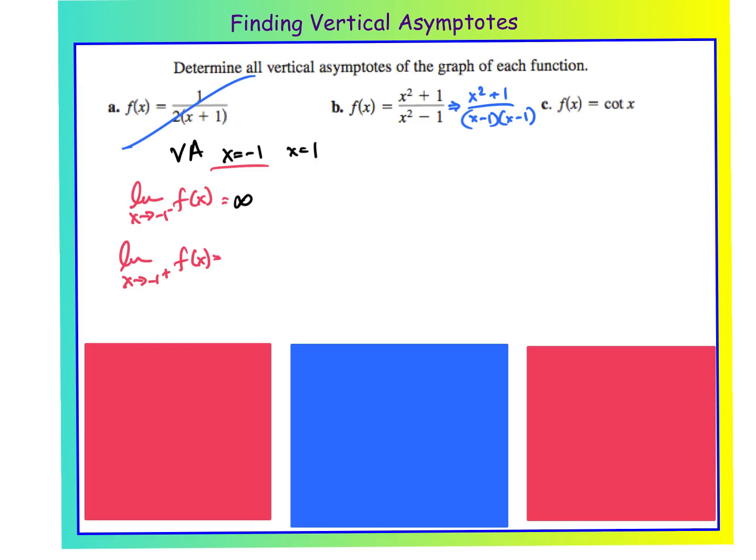All right, let's do it again. Now I go from the right of -1. So, like, how should I think of that? Negative 0.999. Exactly. And so now, what do I get? I get 2 over what? A really small negative, which is going to make it what? Negative infinity. All right? And so now we're going to do the same thing as we approach 1.